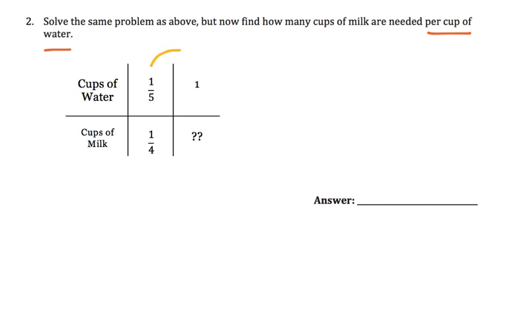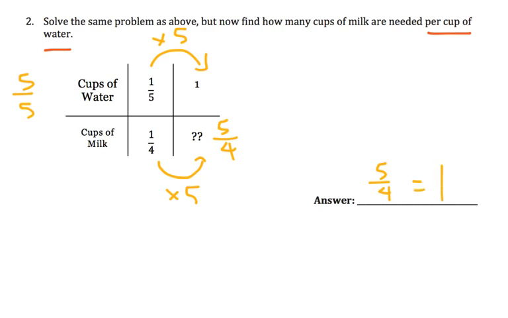And if I look up here, if I'm trying to get from 1/5 to 1 whole, I know that 5/5 make a whole. So I'm just going to multiply my 1/5 times 5. And then to get an equivalent ratio, I'm going to multiply 1/4 by 5. And that should give me an answer of 5/4, which is the same as 1 whole with 1/4 left over. And that is cups of milk.